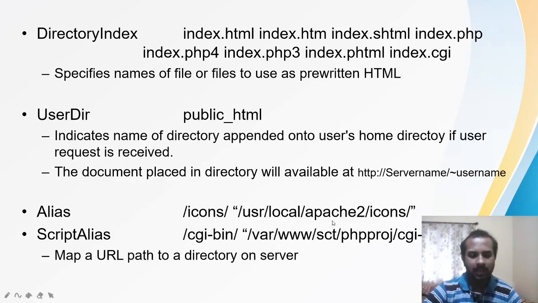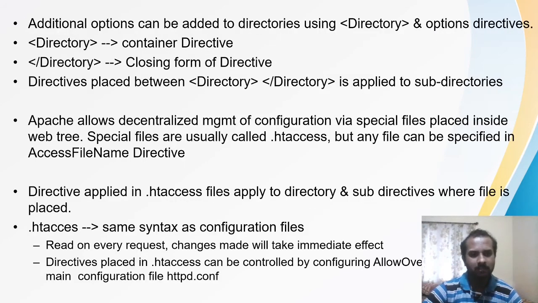Alias and script alias will create or map the URL path to a directory on the server. Additional options can be added to directories using the Directory and Options directives. Directory is a container directive, so it is going to have the closing directive also, that is /Directory, similar to your HTML commands. Options placed in between Directory are applied to the subdirectories also.